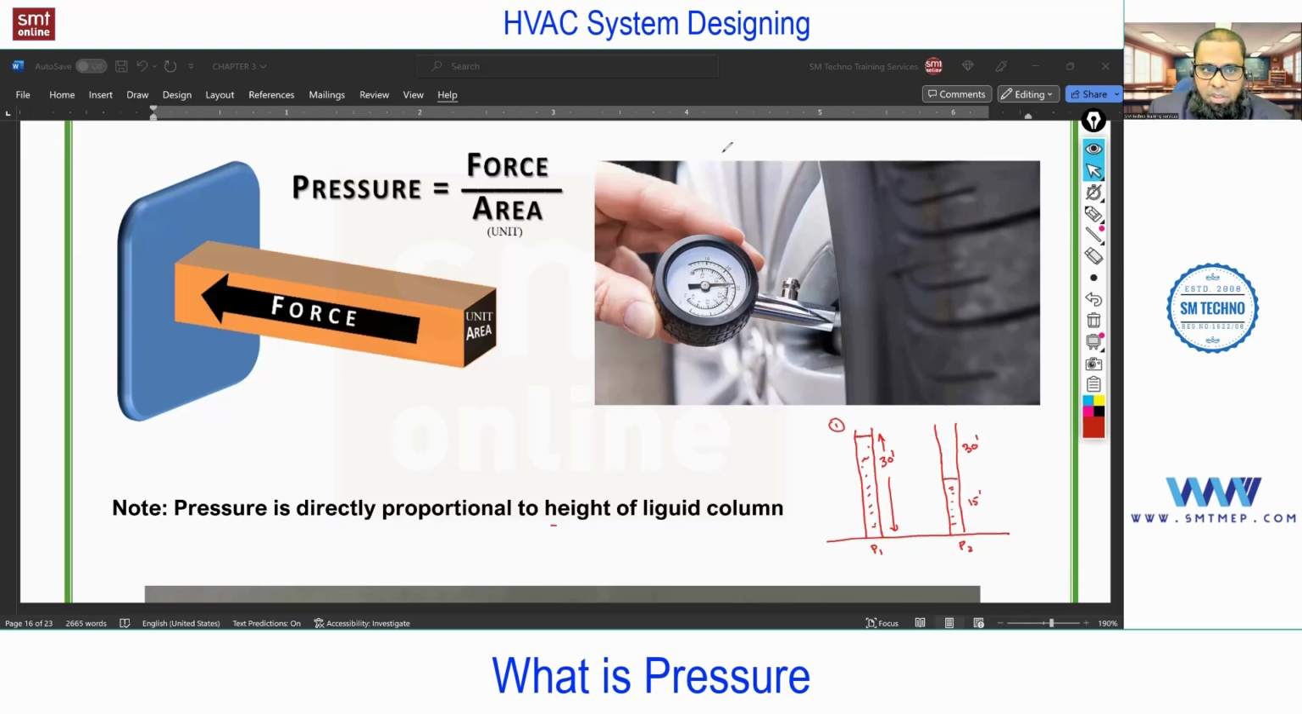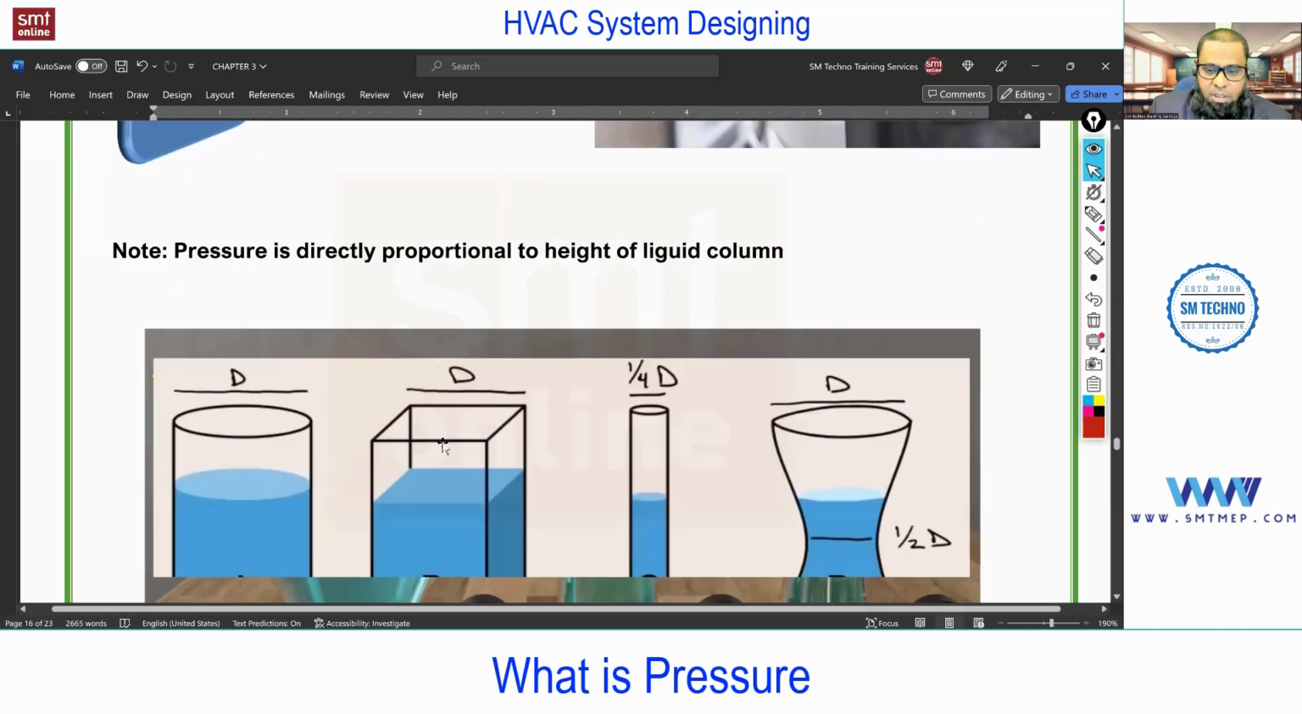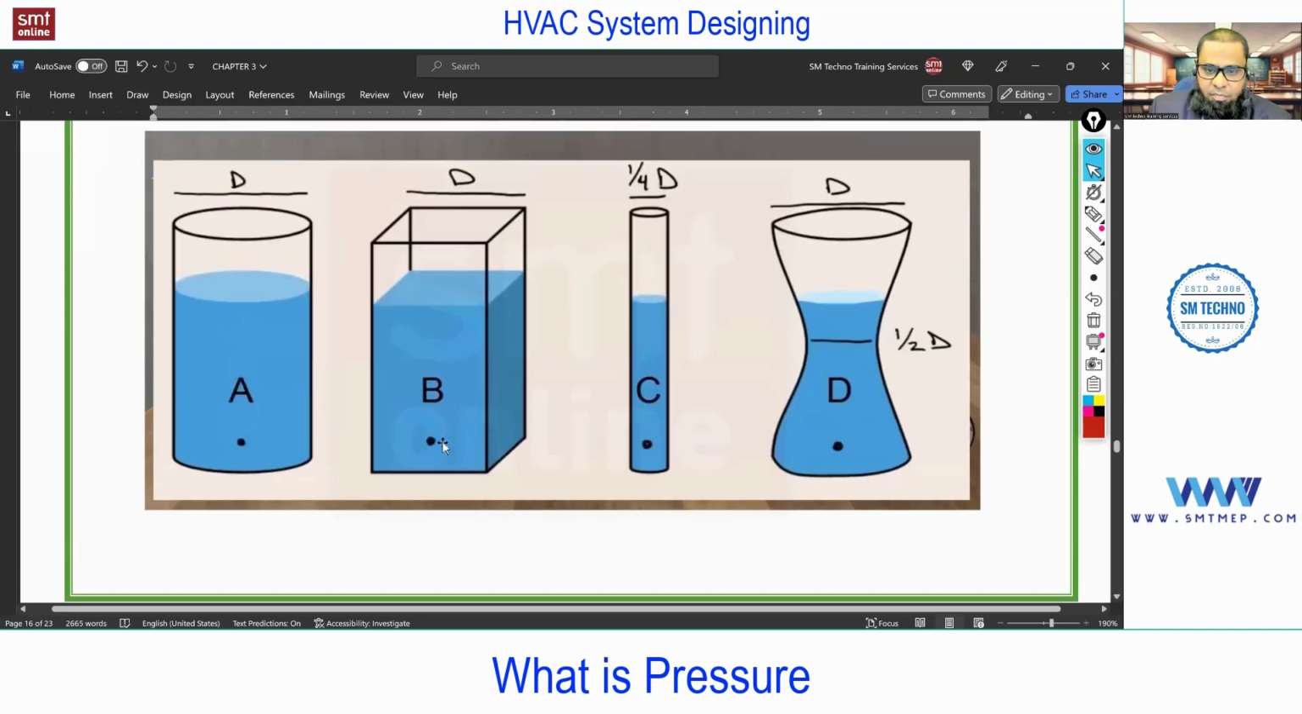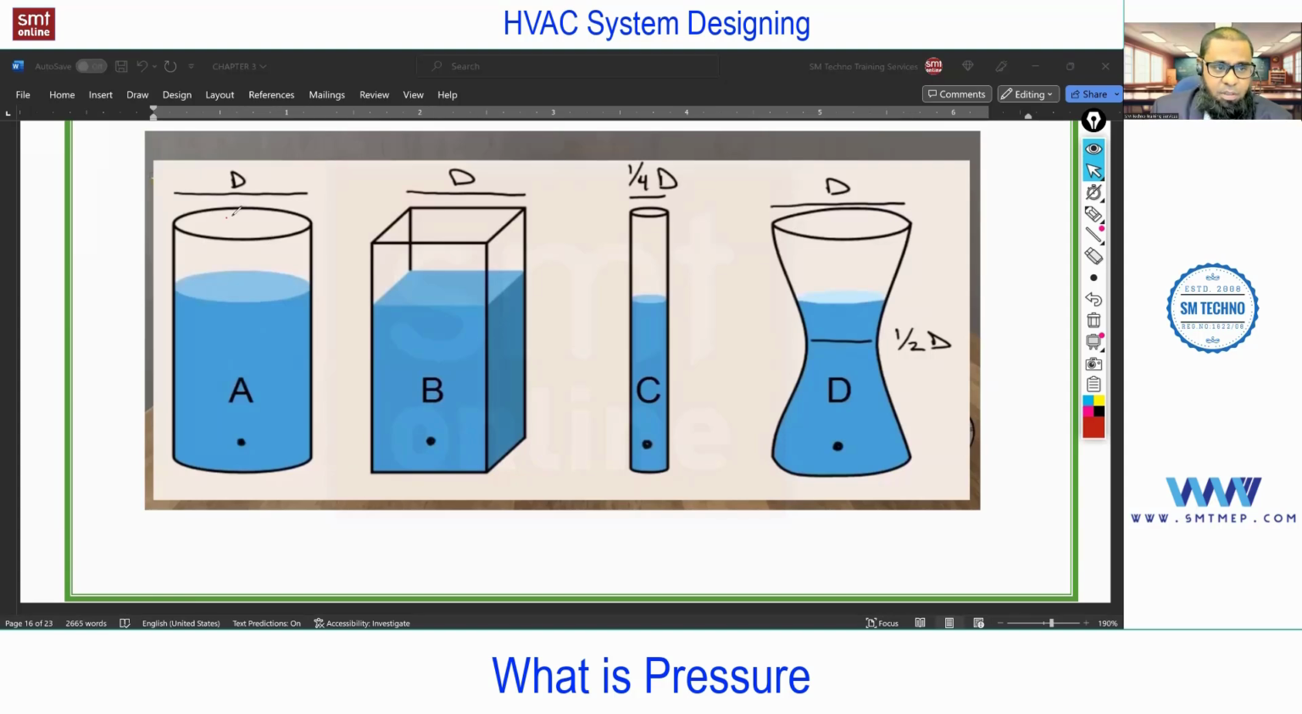Everyone aware of this. So now with reference to this, I have one small example. In this example, you see I'm considering these 4 containers: container 1, container 2, this is 3, and this is 4. And you can see in all these containers, I fill water. Assume that it's a liquid, the same liquid, say water.